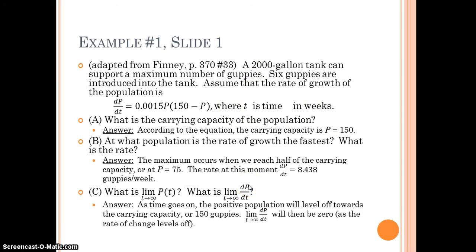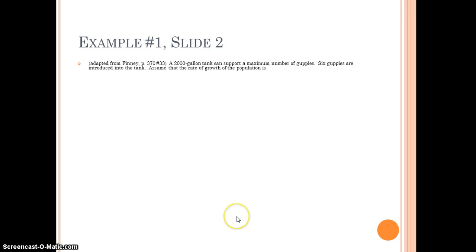Part C, what is the limit as t goes to infinity of p of t? And then what is the limit as t goes to infinity of the rate dp dt? As time goes on, our population will level off towards the carrying capacity, as we mentioned before, or 150 guppies. And then at that point, the limit of our rate will also be 0 because we're leveling off to our carrying capacity. So it's important to make a distinction between these two limits here.